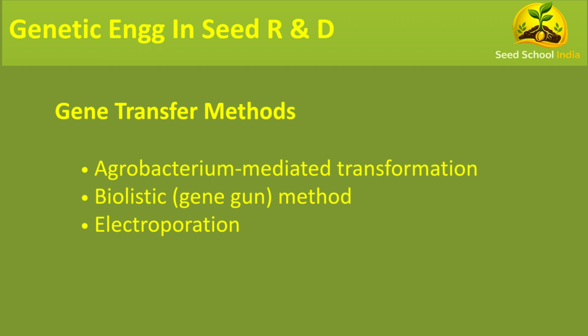The next step is transferring the gene into plant cells. There are several methods available, each with its own advantages. The most widely used methods are Agrobacterium-mediated transformation and the gene gun method. The choice of method depends on the crop species and the nature of the experiment.